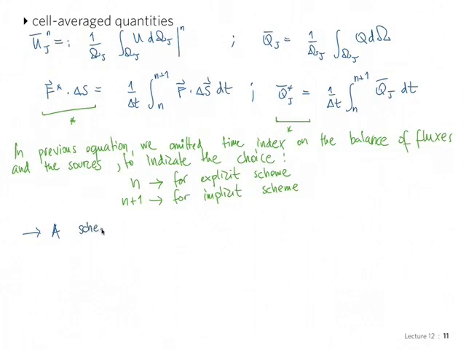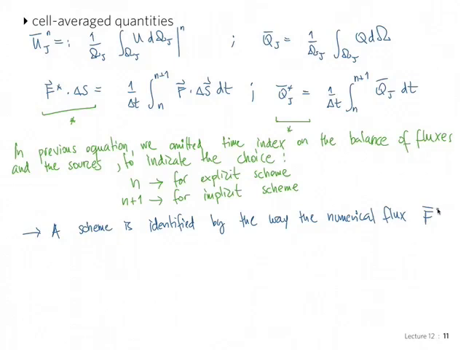So a particular scheme, finite volume scheme, is identified by the way the numerical flux, the flux vector F star, approximates the time averaged flux, the time averaged physical flux across each cell surface, cell face.